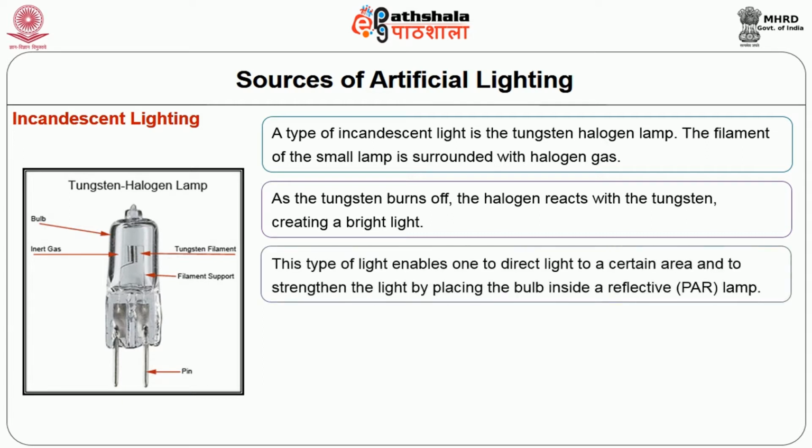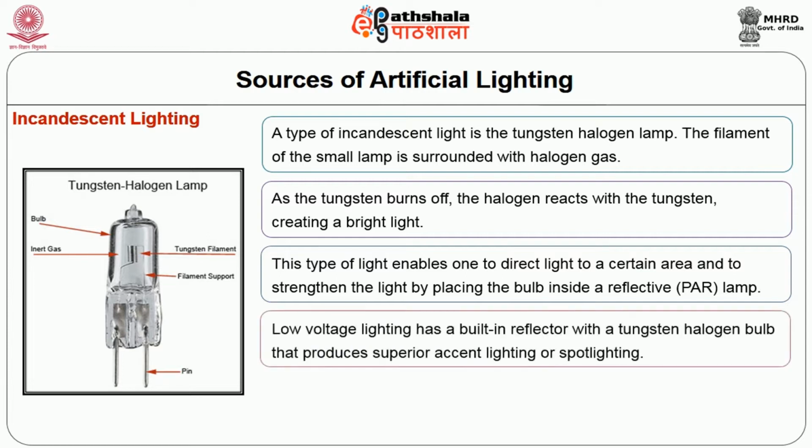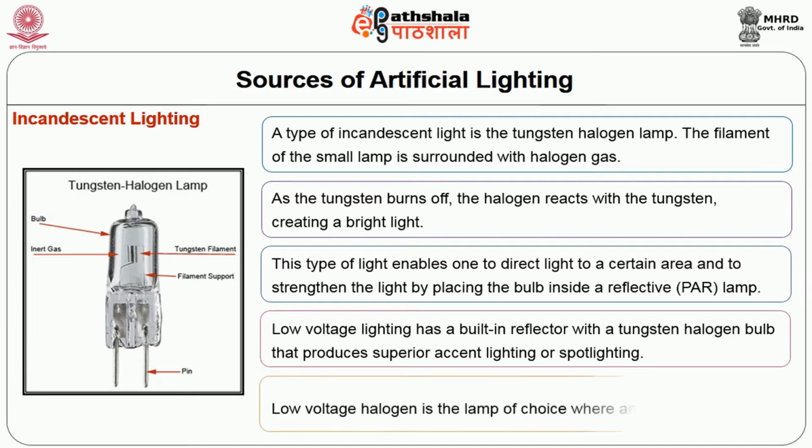This type of light enables one to direct light to a certain area and to strengthen the light by placing a bulb inside a reflective lamp. Low voltage lighting has a built-in reflector with a tungsten halogen bulb that produces superior accent lighting or spot lighting. Low voltage halogen is the lamp of choice where artwork is displayed.